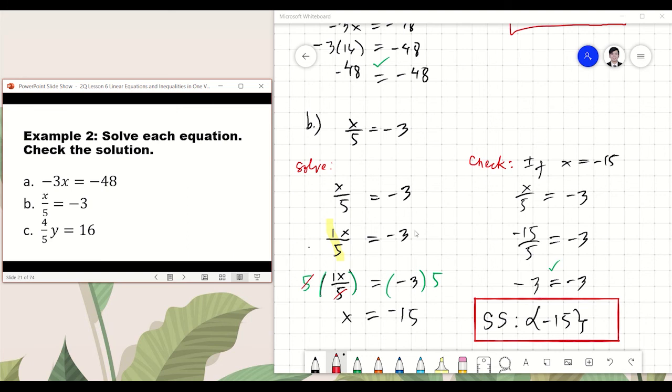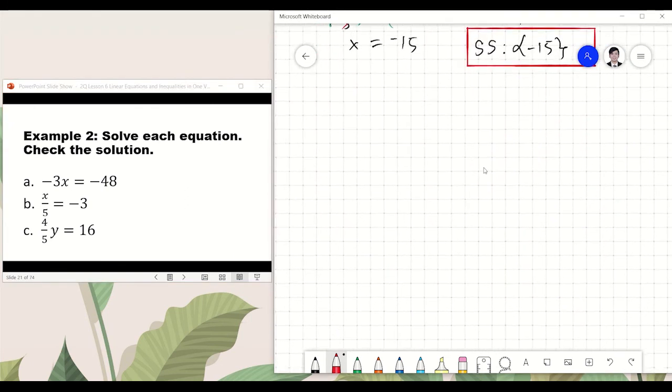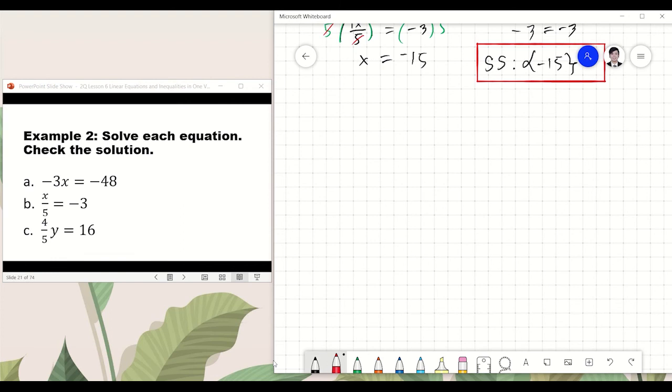Okay, meron pa tayong isa dito, C. Sa C naman, yung given natin, 4/5 y is equal to 16. So same instruction, pero alam natin na yung 4/5 at saka y, walang add or minus. So they belong in one term, yung 4/5 coefficient ng ating y.